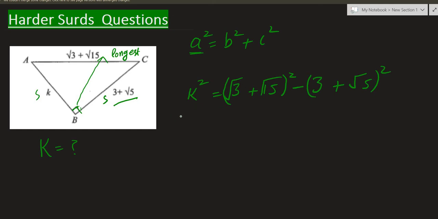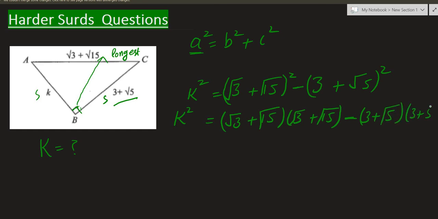Now we're going to simplify this. It's going to be a little bit of a long process, so stay with me. You can pause the video and try by yourself as well. I'm going to expand this bracket first, so I'm going to write it down twice: root 3 plus root 15, in brackets, root 3 plus root 15. And this is going to be minus. I'm going to write this twice as well: root 3 plus root 5, root 3 plus root 5.